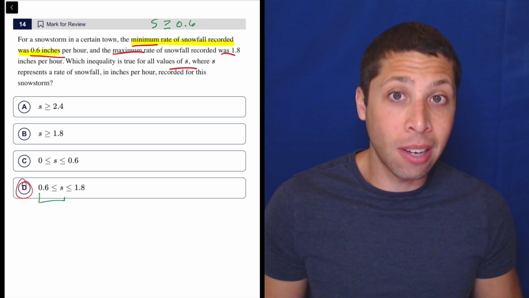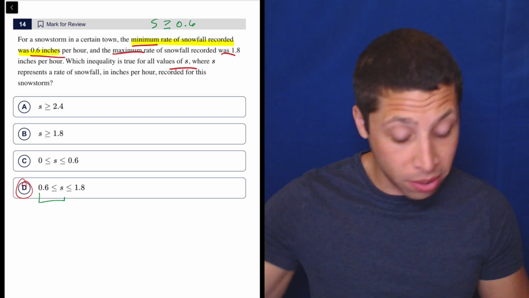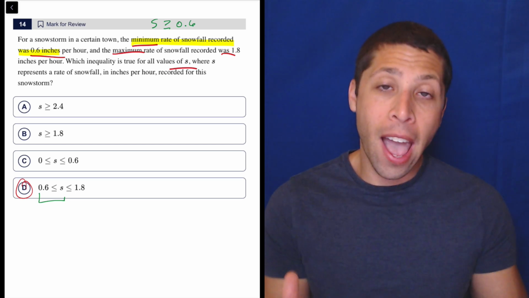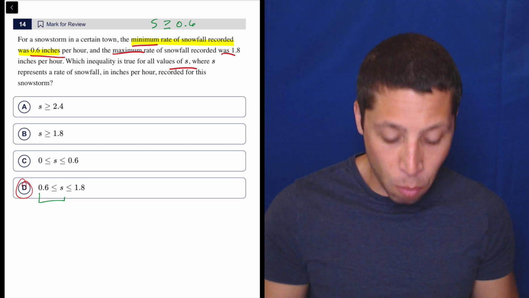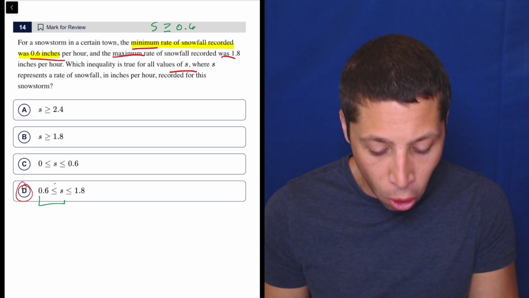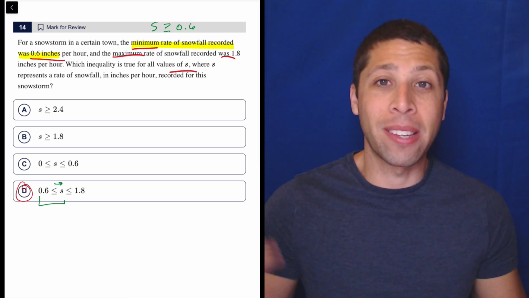But for the purposes of sorting through these answer choices, it looks like we're going to have to reverse that and put the 0.6 on the other side. But when we did, notice the inequality symbol still opens towards the S, right? Because that's the bigger number.